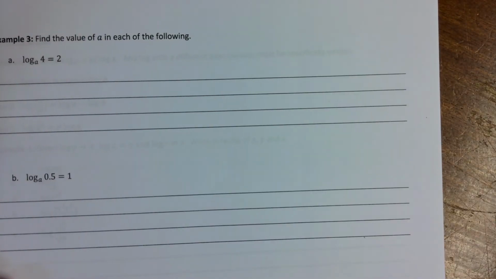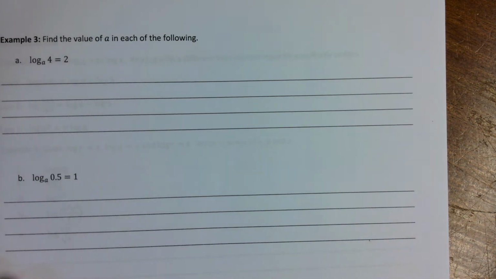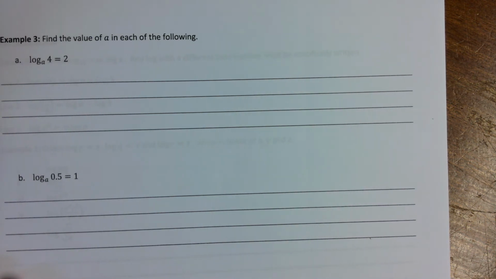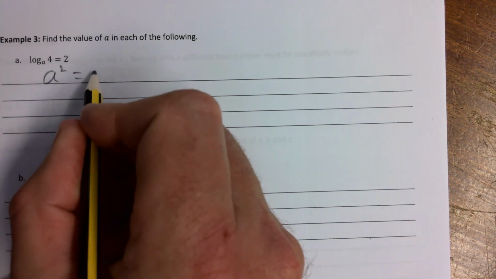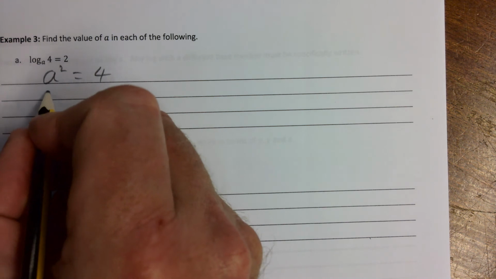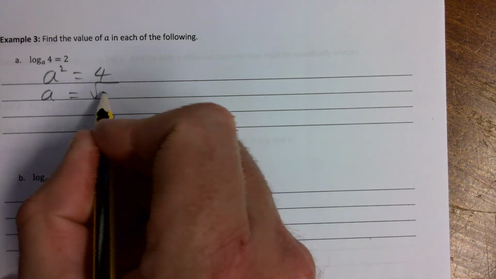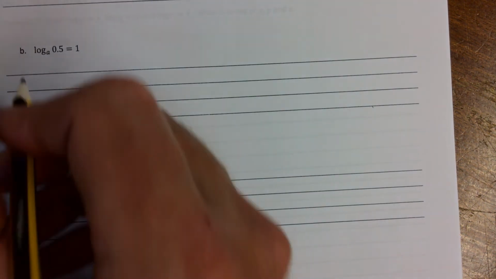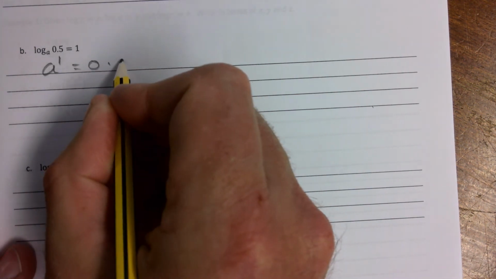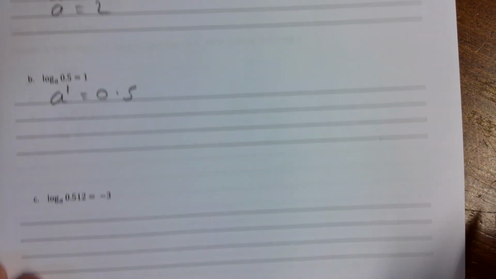Let's take a look then at example 3. Log to the base a of 4 equals 2. So that means a to the power of 2 equals 4. So a then is obviously the square root of 4, not the negative one obviously, and is 2. What about this one? a to the power of 1 equals 0.5. So what to the power of 1 gives me 0.5? Of course that must be 0.5.